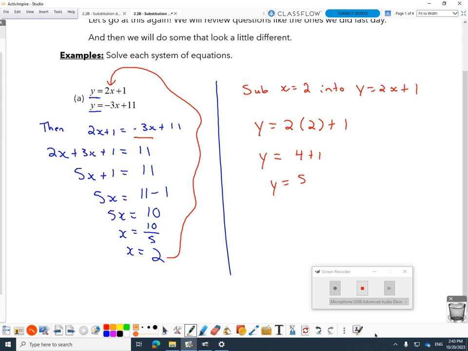I'll take it if you write it like that. What you really are supposed to write is the answer: 2, 5. That's what you're supposed to write there. Okay?